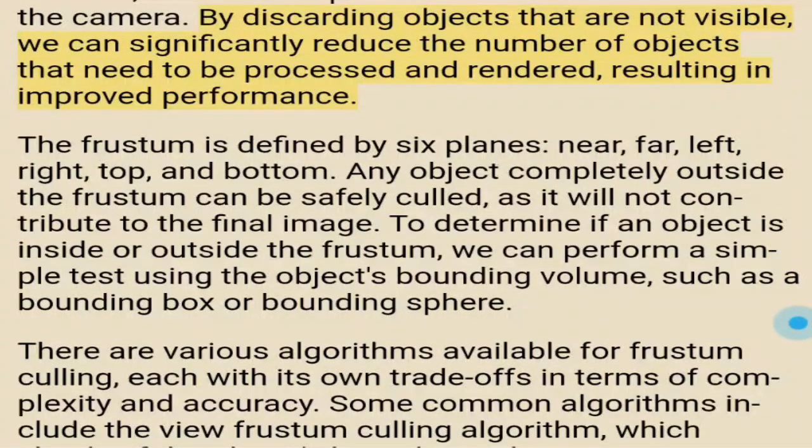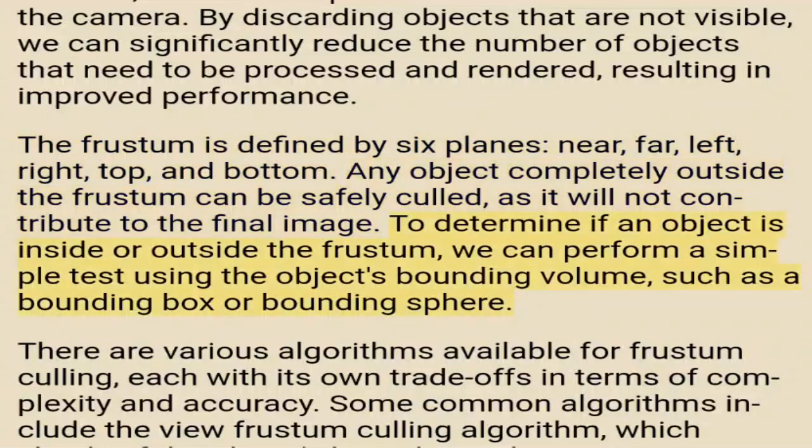By discarding objects that are not visible, we can significantly reduce the number of objects that need to be processed and rendered, resulting in improved performance. The frustum is defined by 6 planes: near, far, left, right, top, and bottom. Any object completely outside the frustum can be safely culled, as it will not contribute to the final image.